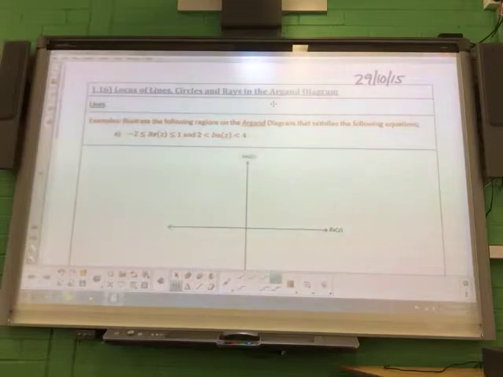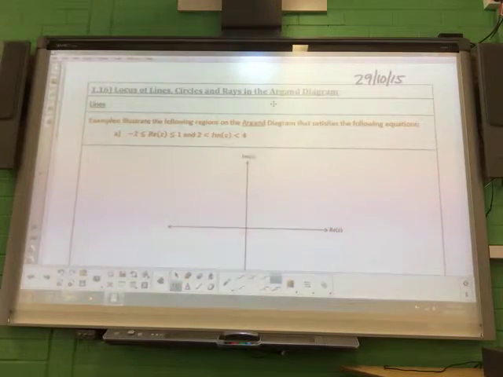Okay, so we're going to look at now locus of lines, circles and rays involved in our Argand diagram. Today we're just looking at the basic principle: what makes a line, what makes a circle, what makes a ray. Then in the next lesson, we've got two more lessons left after today, which will be locus problems style questions, and then there'll be a working lesson to finish off the topic. We start complex numbers in week 6 for 5 weeks, the rest of the term.